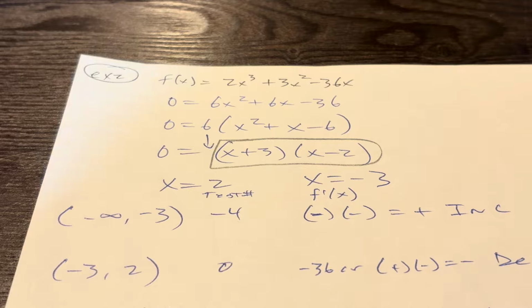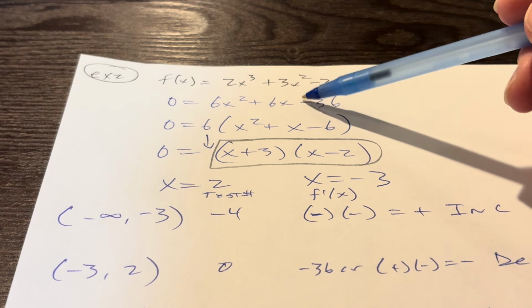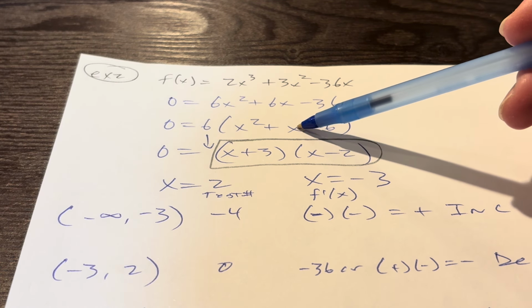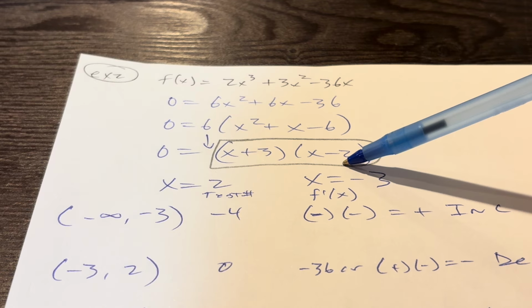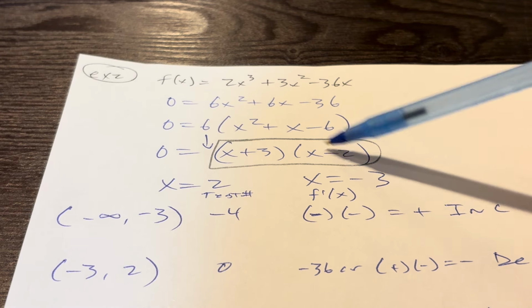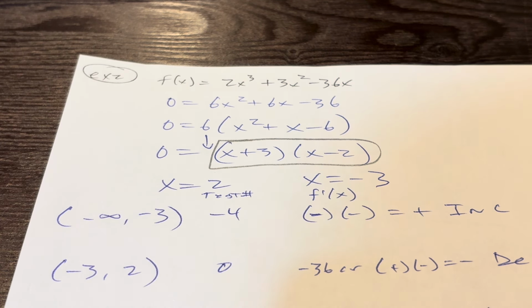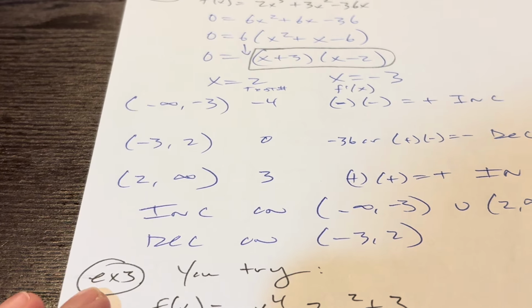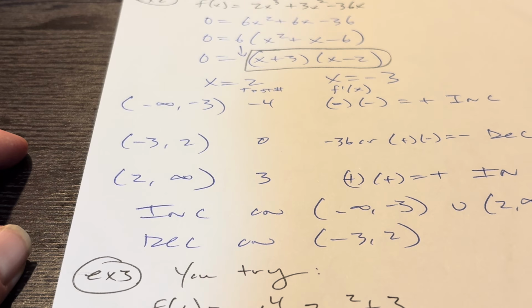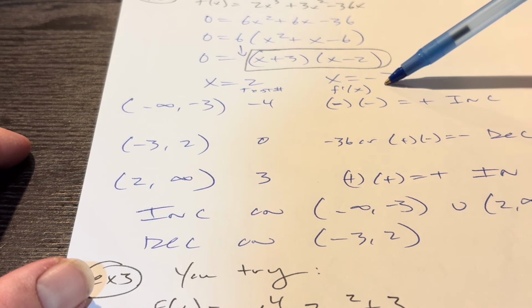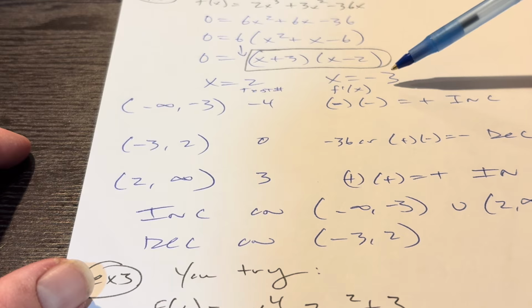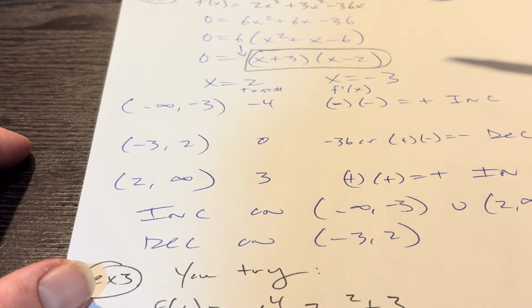Now, if it was a negative 6, you definitely don't want to get rid of it, because then you're going to get intervals of increase and decrease opposite. So what multiplies to negative 6 and differs by 1? Positive 3, negative 2. Cover-up method: x equals negative 3, x is equal to 2. So I have 2 critical numbers, which means I'm going to have 3 intervals: negative infinity to my first critical number, negative 3; negative 3 to 2; and 2 to infinity.